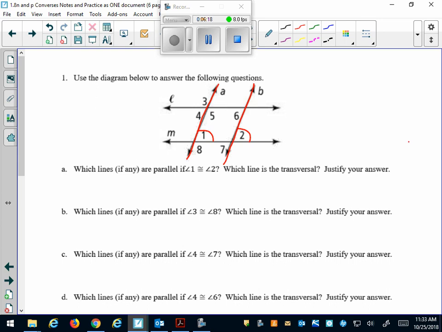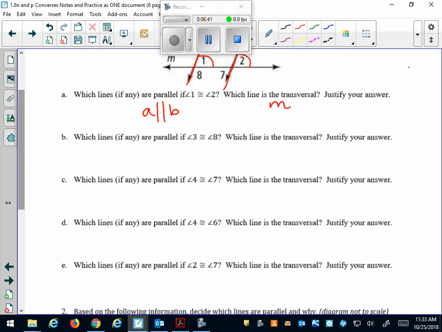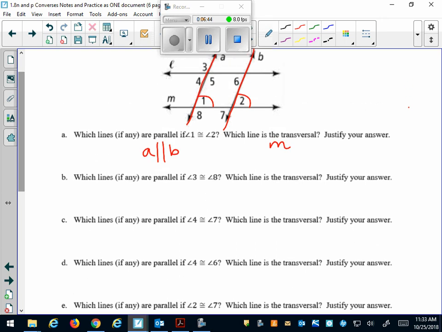So again, you might ask yourself, what's their transversal? Which is their transversal? M, right? So M can't be one of the parallel lines if it's their transversal. So that might be where you start. Let me see what line they have in common. That's the transversal, right? I know that can't be one of the parallel lines. So the lines must be A and B. Okay. What about which lines are parallel, if any, if 3 is congruent to 8? 3 and 8. Yeah, Erica. L and M would be parallel, and the transversal is A.